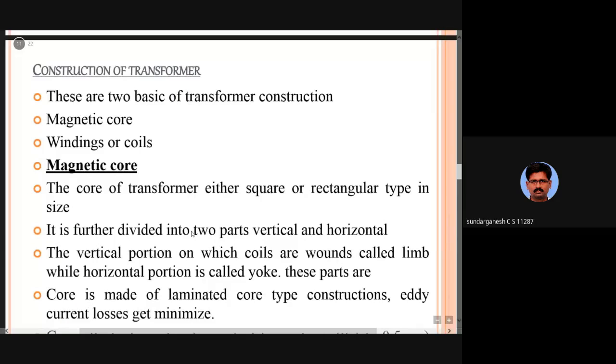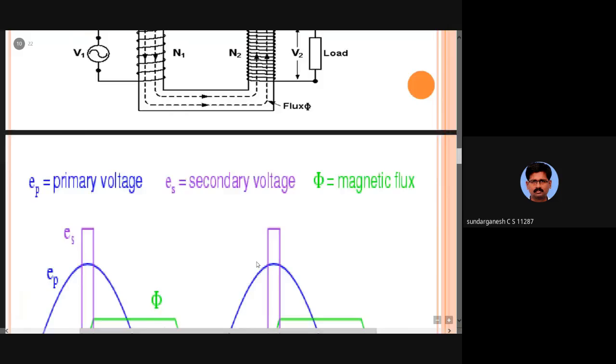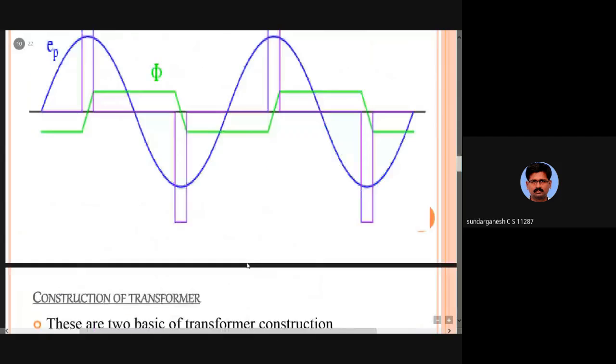First we are going to see what is inside the transformer. There are two main parts of construction of a transformer, the magnetic core and the windings or coils. These are placed inside the transformer. So what is inside? We are seeing there is a rectangular box. This is known as the magnetic core.